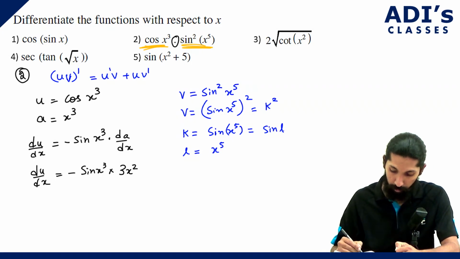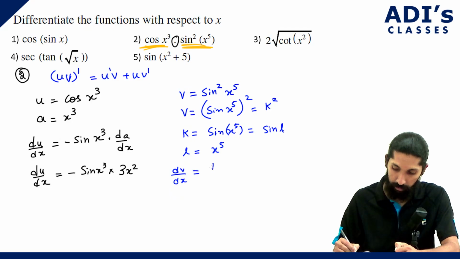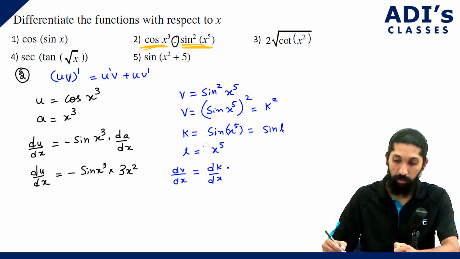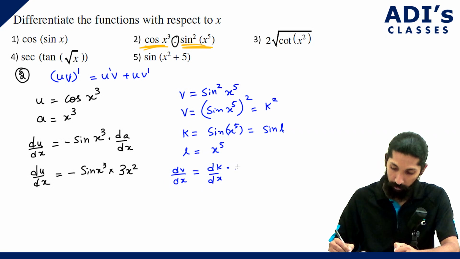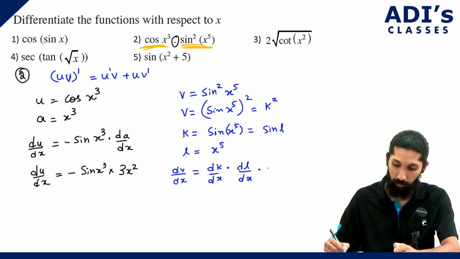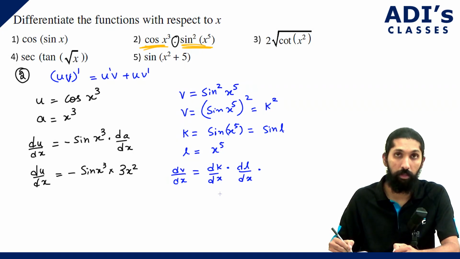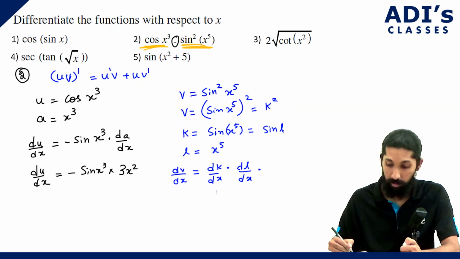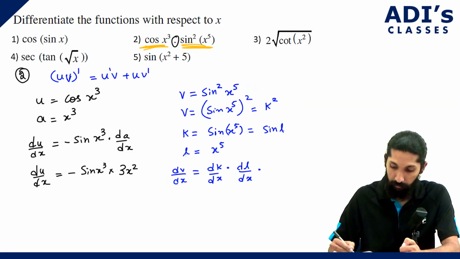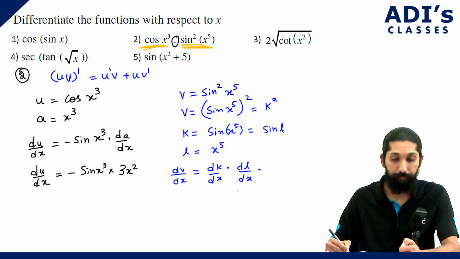So now what do we do? dv by dx will be nothing but dk by dl into, so k is a function of what? l. Then dl by dx, into the next. So l is basically a function, isn't it? l is nothing but the x power 5 function. So k is a function of l, and l is a function of x, isn't it?